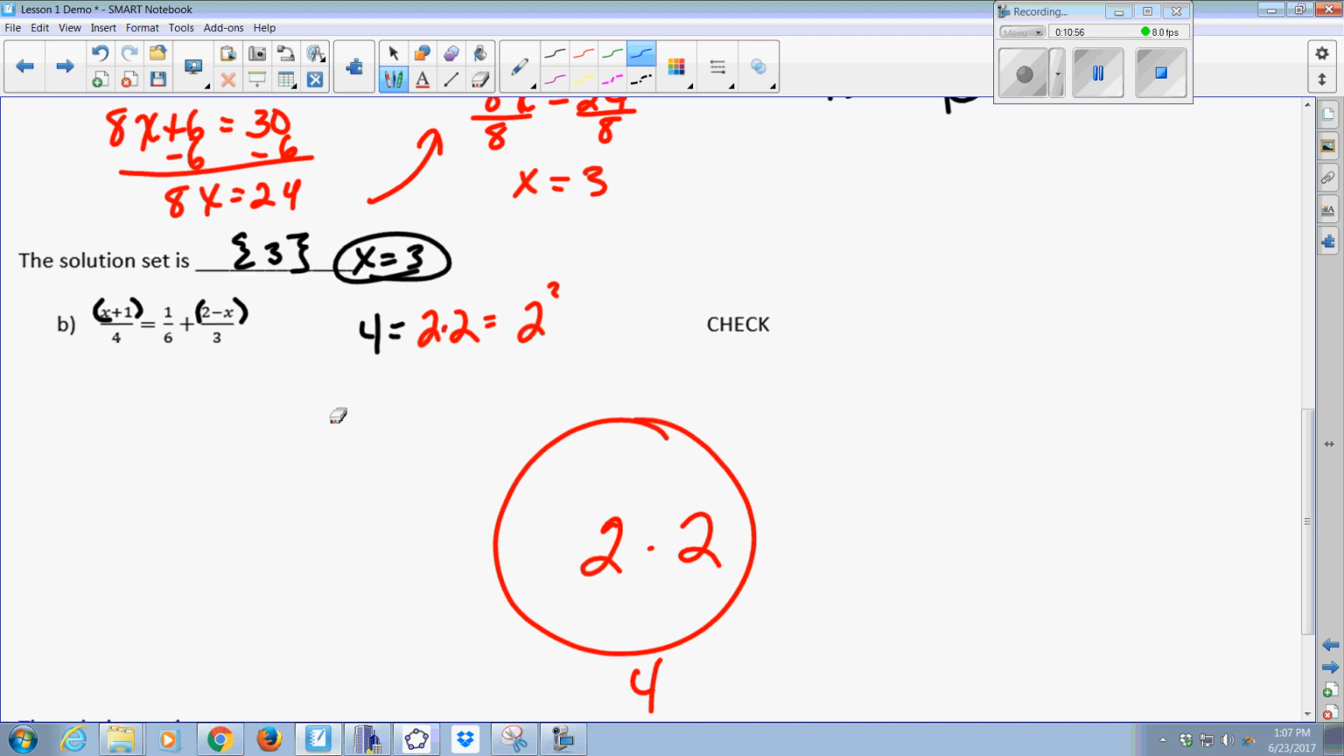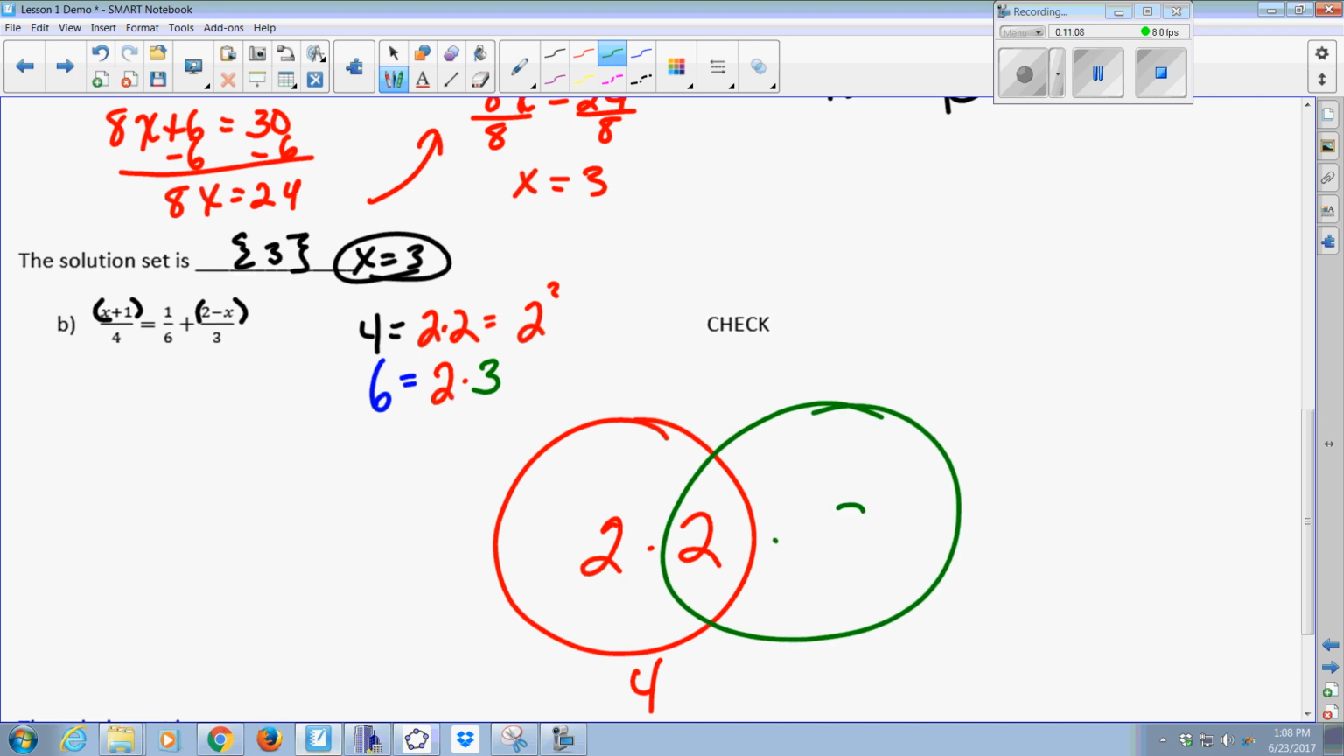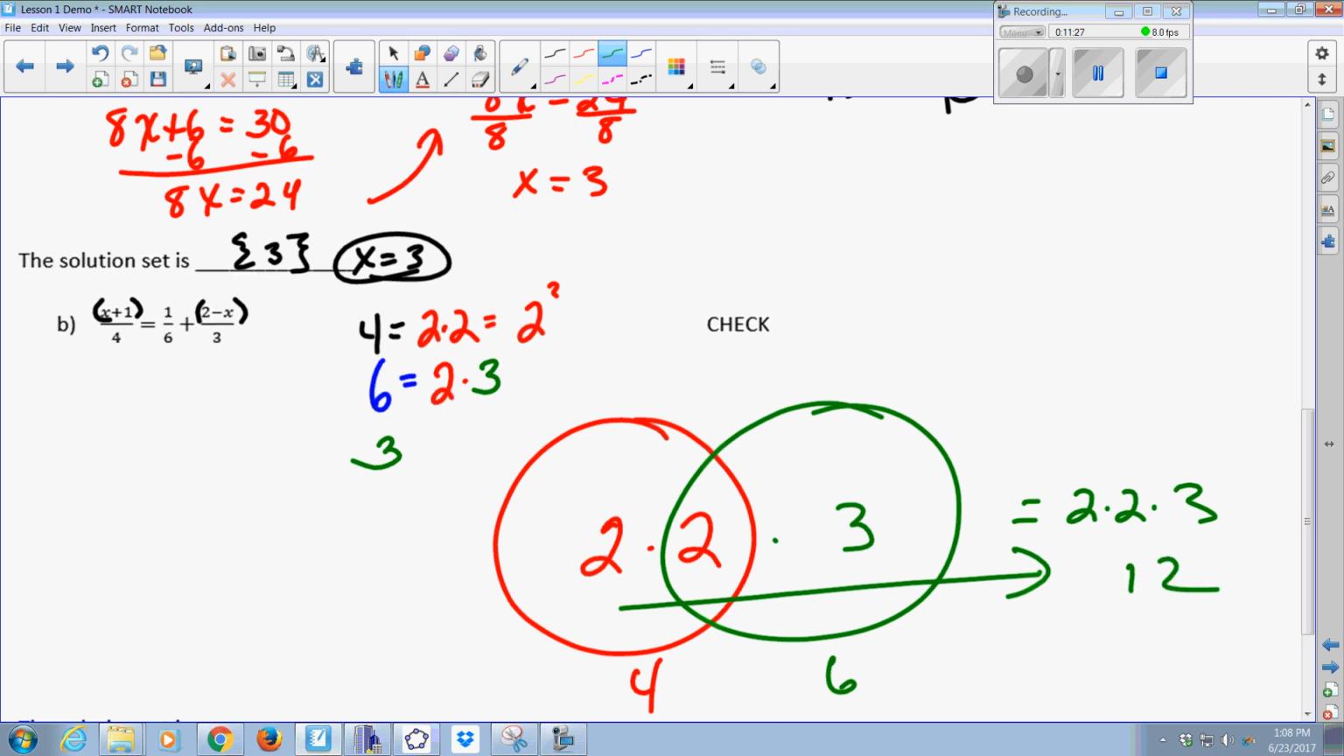And then I've got the number 6. To make 6 from prime numbers, I need a 2 and I need a 3. So to make 6, I'm going to borrow that 2 and throw in a 3. So the green circle represents my number 6. And then my other denominator, 3, is already prime. And guess what? It exists right here in this circle. So my common multiple is simply to multiply those numbers right across, and I get 12. So 12 is the lowest common multiple.